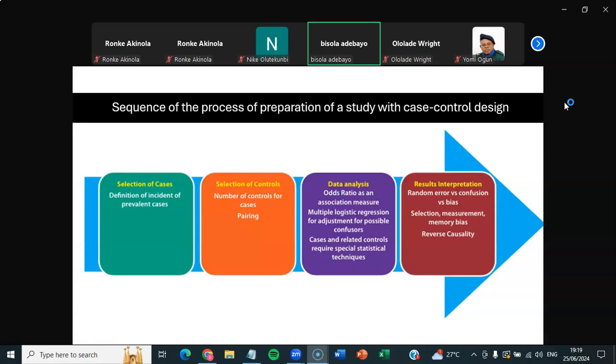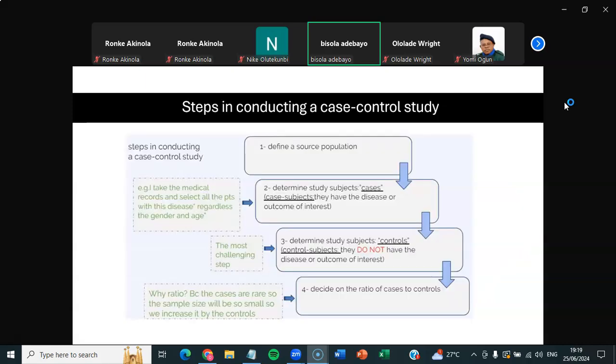When we're preparing for a case control study, we have to define our cases, incident or prevalent cases. Then we select our controls. We decide if we want to match. Then we do our data analysis. The measure of association we directly calculate is the odds ratio. But if you want to test whether that odds ratio is significant, we can do a chi-square, and you can also do a logistic regression, and then we interpret our results.